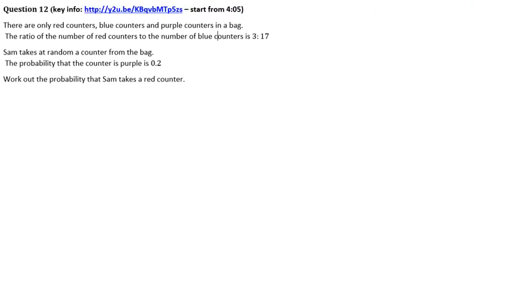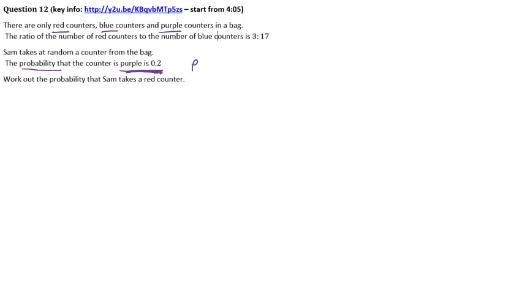This is the last question from the task, and we're told there's just red, blue, or purple counters in a bag. We're given the ratio of the number of red to blue counters. We're told someone takes at random a counter from the bag, and key here is that the probability that it's purple is 0.2. And we're going to go on and work out the probability that Sam takes a red counter from the bag.